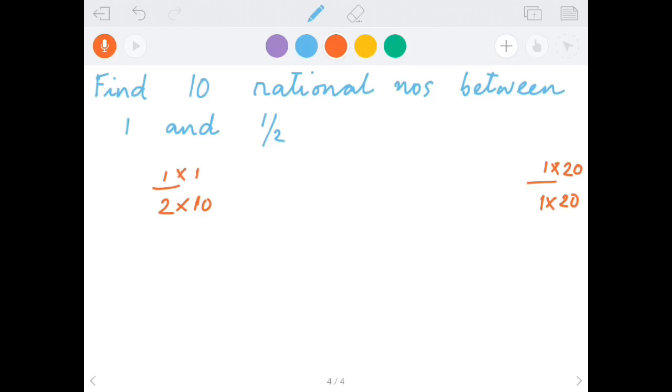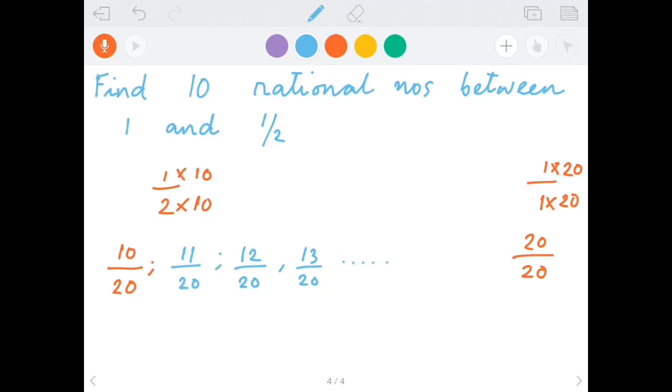So if you notice, on my first fraction I have 2 as a denominator, on the second one I have 1 as a denominator. So I've multiplied them such that my denominators now become 20. So my left fraction becomes 10 by 20, right fraction becomes 20 by 20. Now let me insert the numbers in between. 11 by 20, 12 by 20, 13 by 20, and I can go on. I can go on and get all the way to 19 by 20.